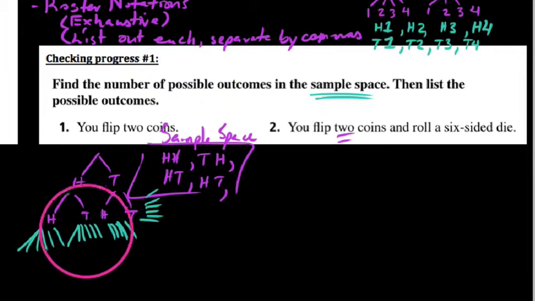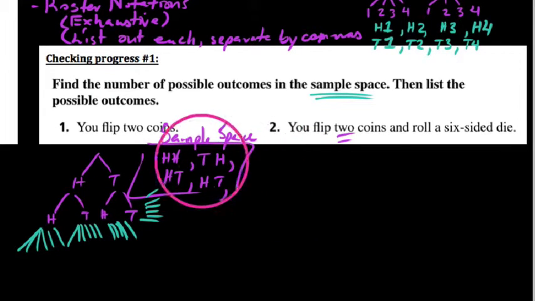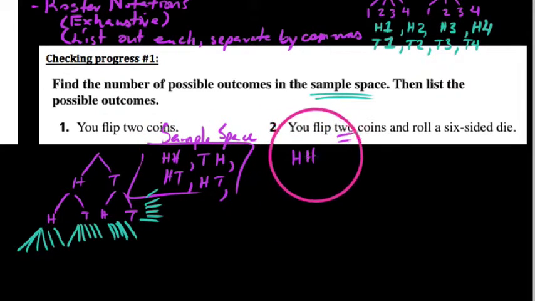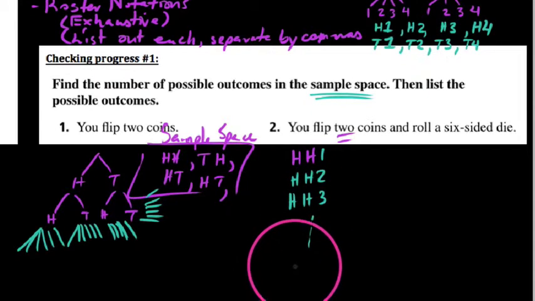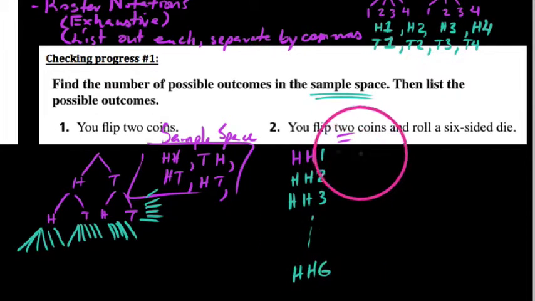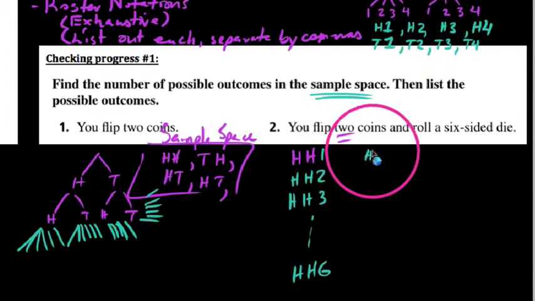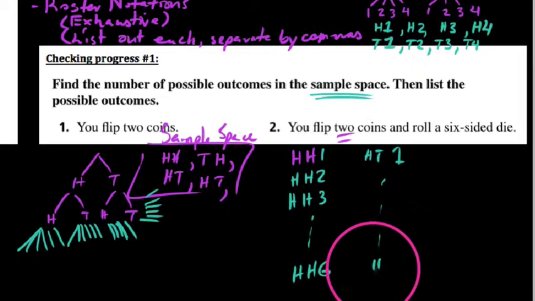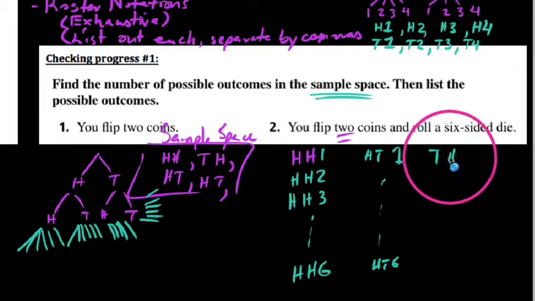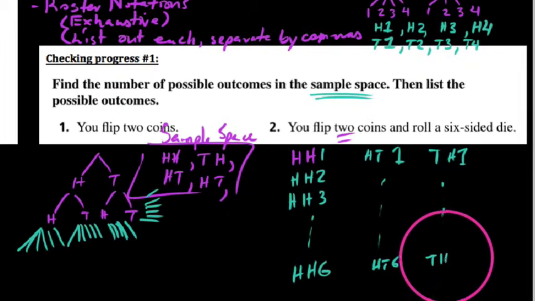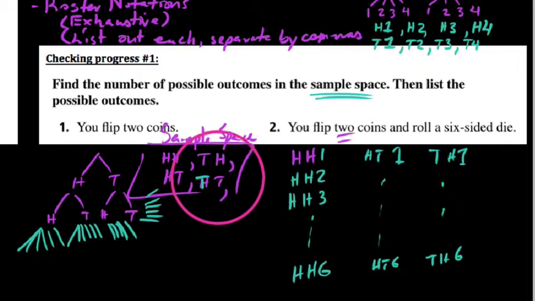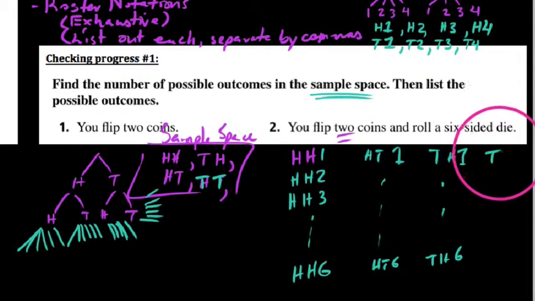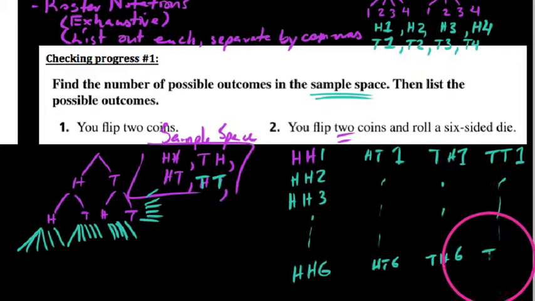It's going to be hard to list all these here, but once we get the idea down, we would have heads, heads as an outcome here. Heads, heads, and then we could have had a 1 through 6. So heads, heads 1, heads, heads 2, heads, heads 3, and so on down to heads, heads 6. Likewise, we do the same thing with heads, tails: heads, tails 1 through heads, tails 6. Tails, heads 1 through tails, heads 6. And last but not least, tails, tails 1 through tails, tails 6.